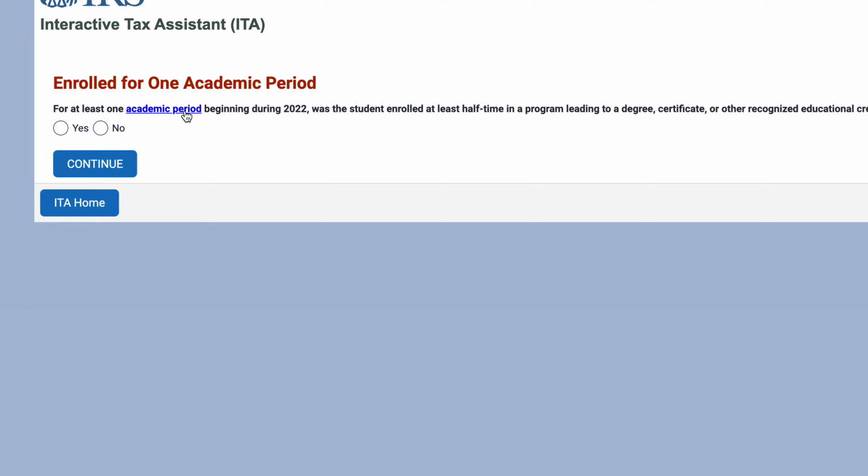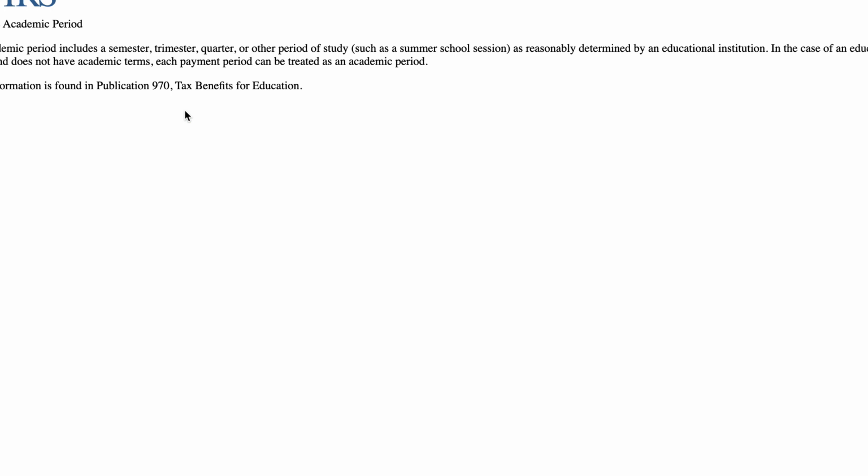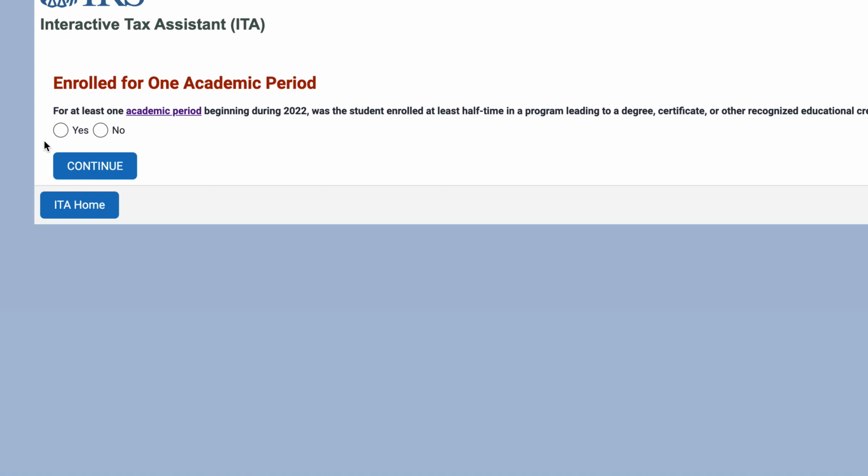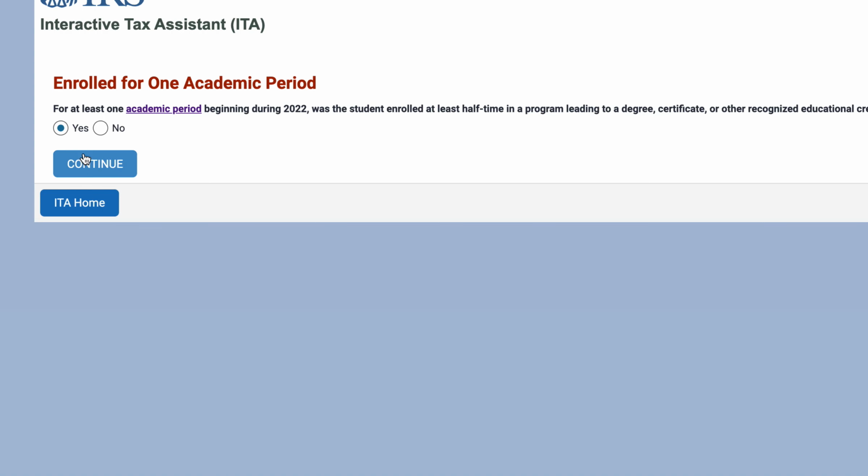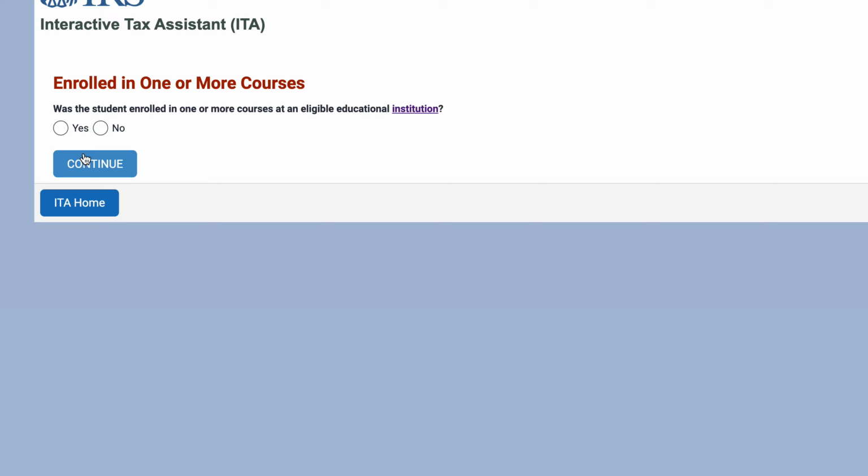For at least one academic period, was the student enrolled at least half-time in a program that leads to a certificate, a degree, or some other credential? An academic period includes a semester, trimester, quarter, or summer school session. If an educational institution uses credit hours or clock hours but does not have academic terms, then you would consider each payment as a separate academic period. Being enrolled at least half-time meets that requirement. Were they enrolled in one or more courses?